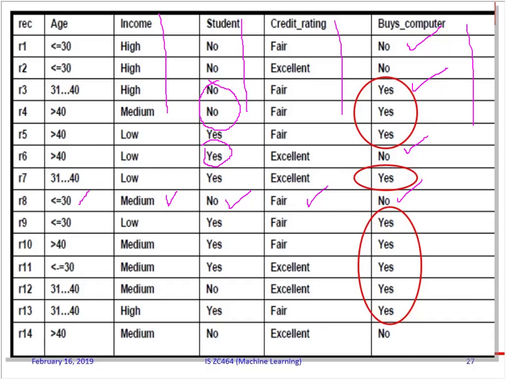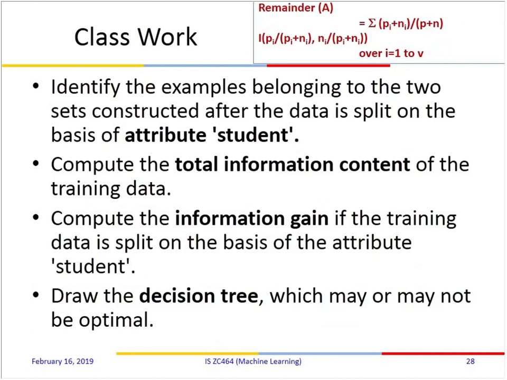If the credit rating is excellent, sometimes the person did not even buy the computer, sixth record, but the seventh record says yes. So let us say it is a combination that works, right? Somewhere it is a pattern, not just a simple single value which is a decisive factor. Now let us come to this attribute information content, compute this information gain, and construct the decision tree.